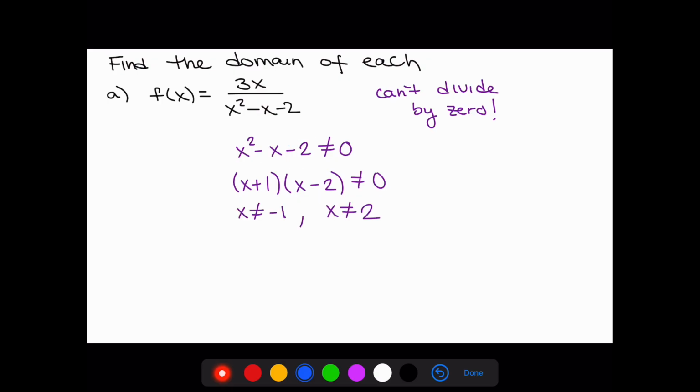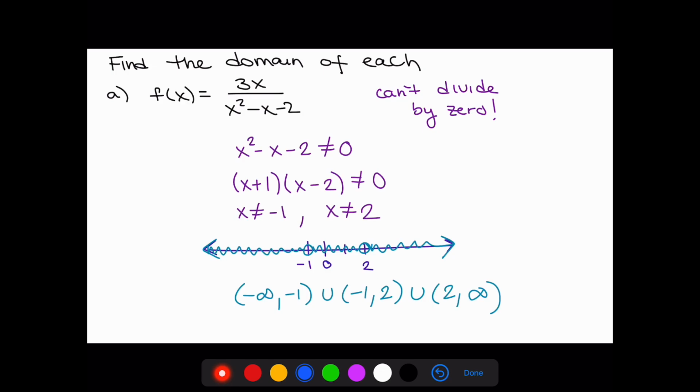the factors equal to 0. That gives me x equal -1 and x equal 2. And so in terms of domain, that's telling me x cannot equal -1 and x cannot equal 2. Those are numbers that give me 0 in the denominator.